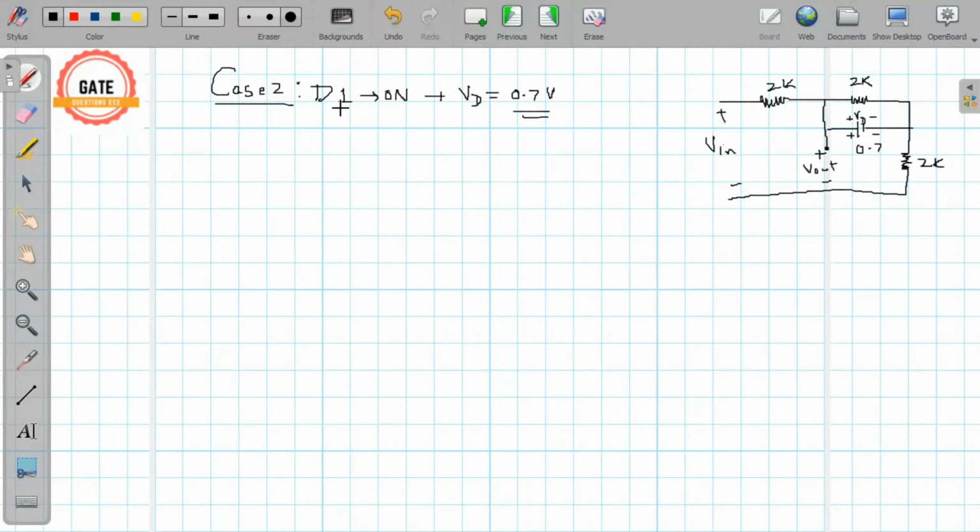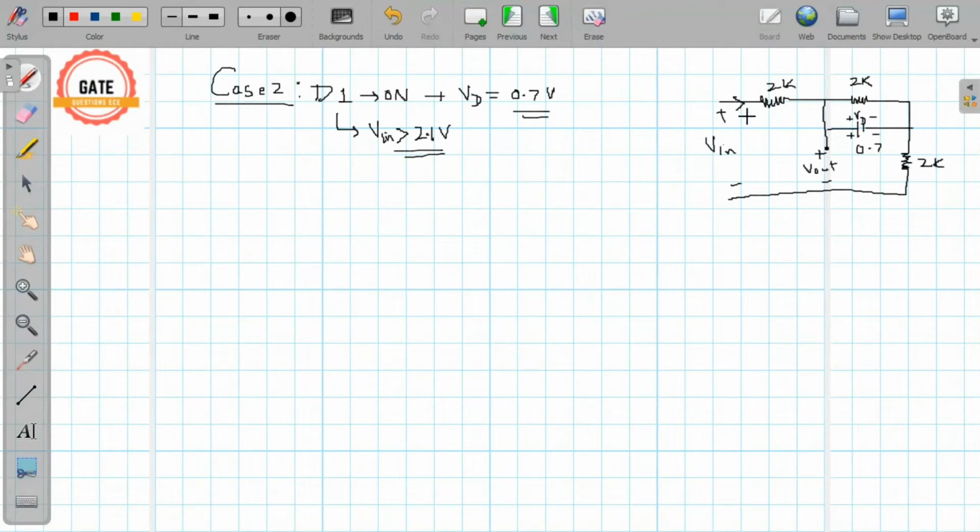Also note that diode is on only when V input is greater than 2.1 volt. This was the relation that we calculated in previous case. In case 1, when Vin was less than 2.1, diode was off. So obviously when Vin is greater than 2.1 volt, diode is on. So now let's see what is the relation between V output and Vin.